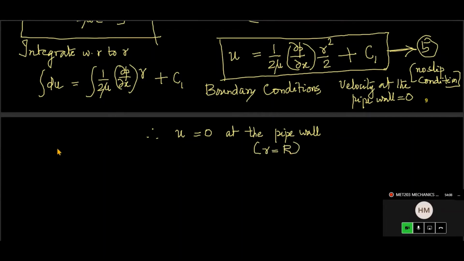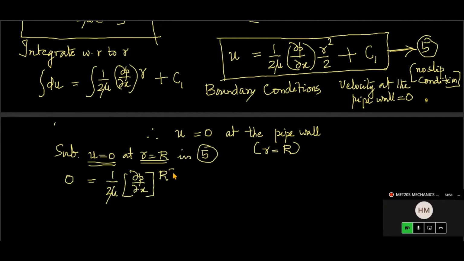So therefore substitute u is equal to 0 at r is equal to R in equation number 5, which is r squared divided by 2 plus the constant of integration C1. So from this you will be able to get the constant of integration. C1 is equal, when you take this to the other side, it will become minus 1 by this 2 into 2, that becomes 4. So what will that be? 1 by 4 mu ∂p/∂x into R square. So this is the constant of integration.